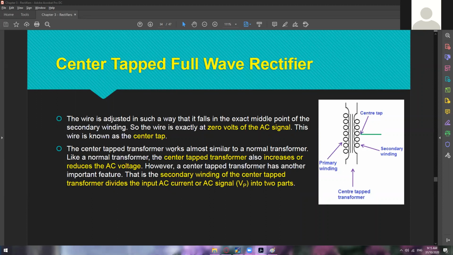The center tap transformer works almost similar to a normal transformer. Like a normal transformer, the center tap transformer also increases or reduces the AC voltage. However, a center tap transformer has another important feature: the secondary winding of the center tap transformer divides the input AC signal into two parts. Later on we'll discuss what those two parts are. For now, as an overview, this is what we actually use for the step up or step down transformer.